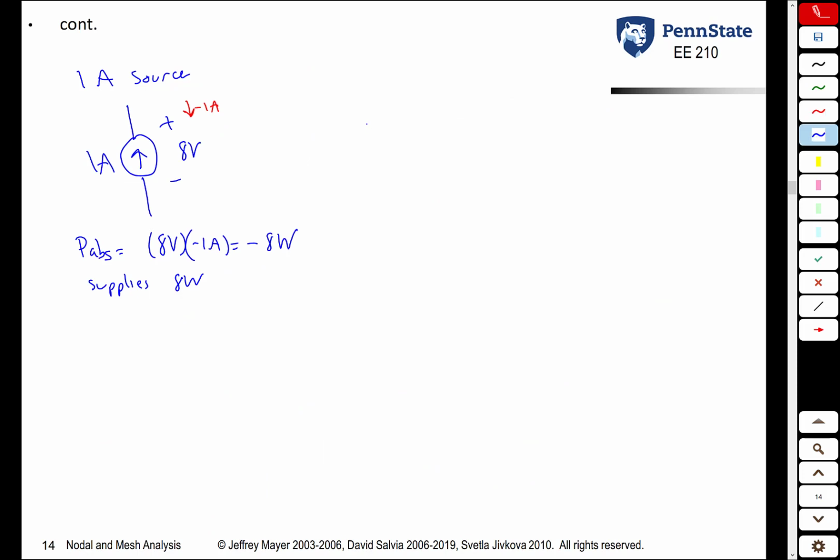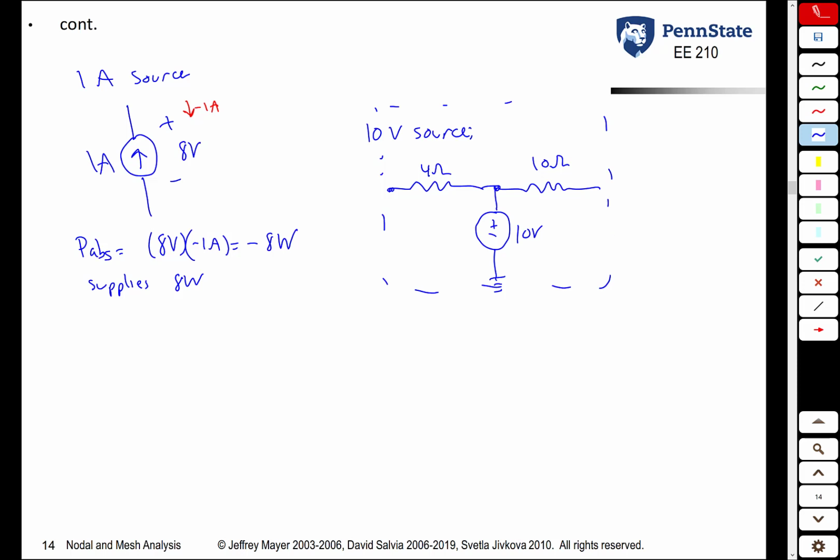So for the 10 volt source, let's redraw that part of the circuit. So we know we have a 4 ohm resistor here. We had a 10 ohm resistor here. We had our 10 volt source. We had ground here. There was other stuff in the circuit too. We really don't care about that. We're concerned about this node here. We also know that the voltage at this point is 8 volts. We determined that already. We know the voltage at this point is 5 volts. And of course, we know the voltage at this point is 10 volts.